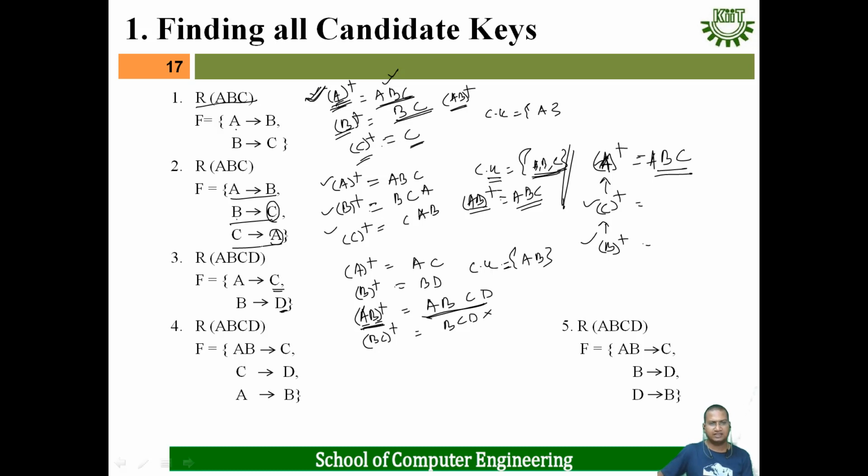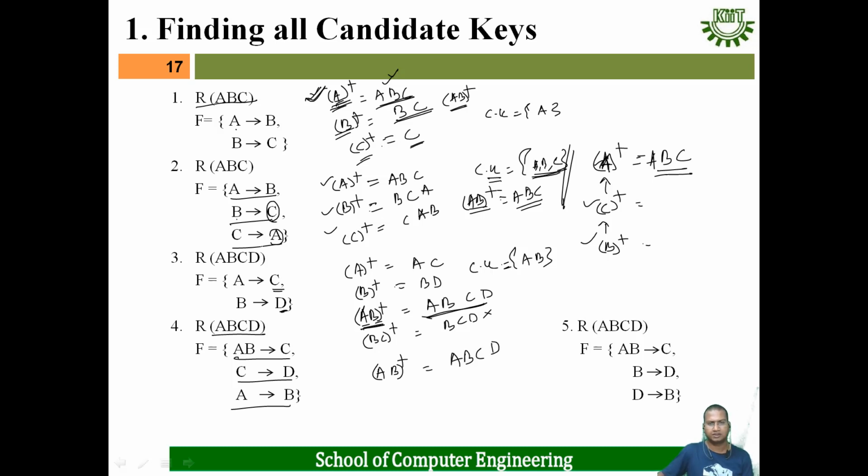Similarly, in this case we will find out. R, A, B, C, D, four attributes are there. The functional dependency set is A, B to C, C to D, A to B. Then first take A, B closure. Then A, B closure can derive A, B, C, D.